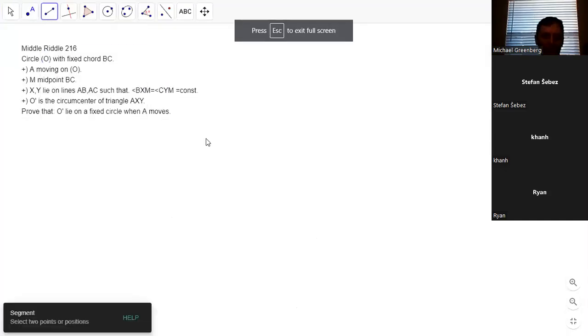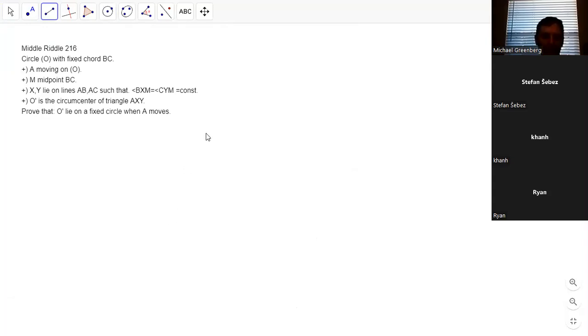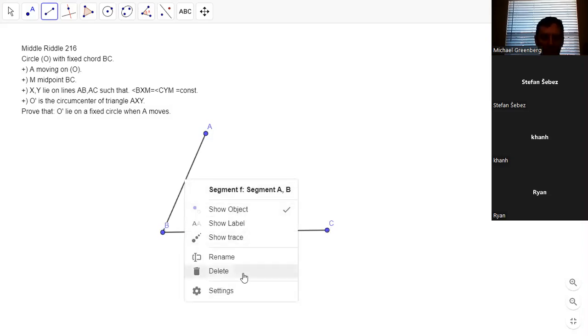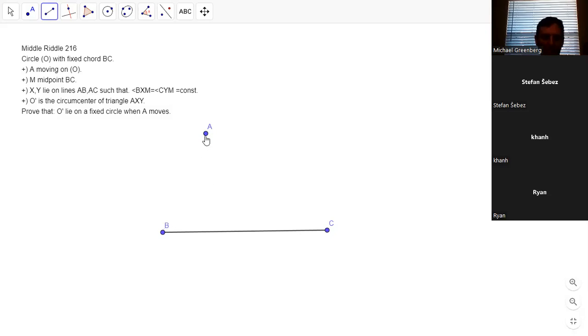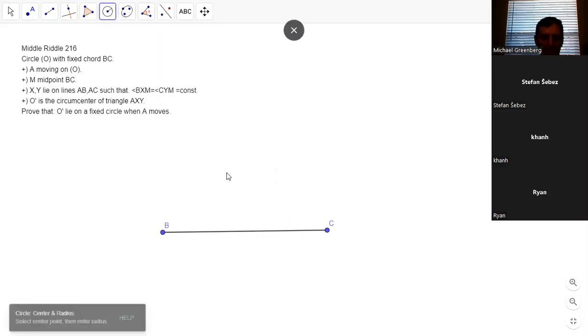So we have a circle with a fixed chord. So I'm going to delete B and C, and we want to fix the circle. So how about this?